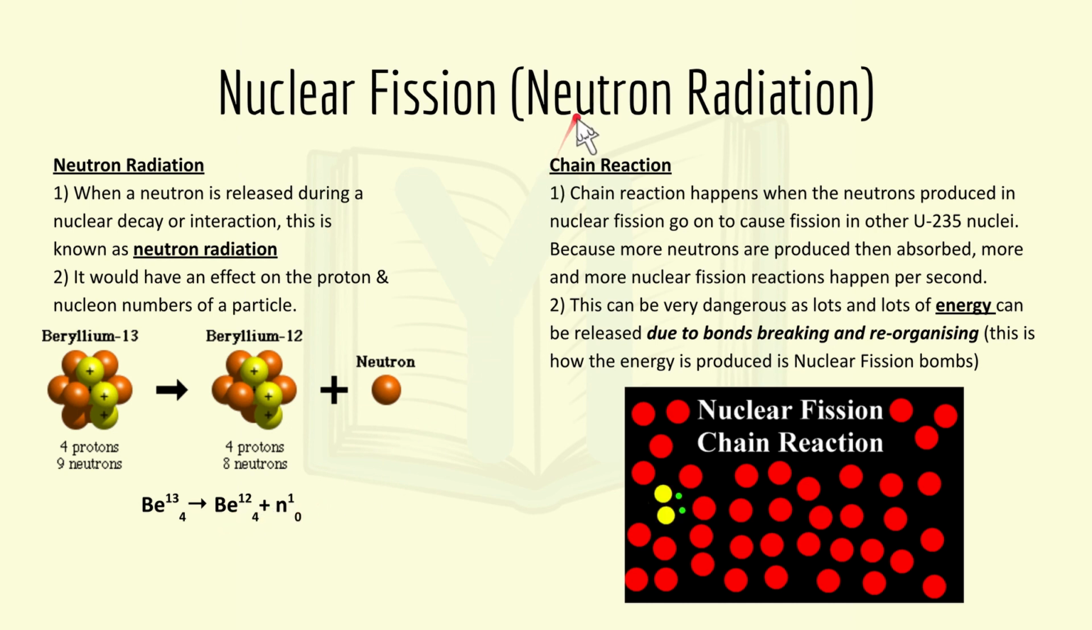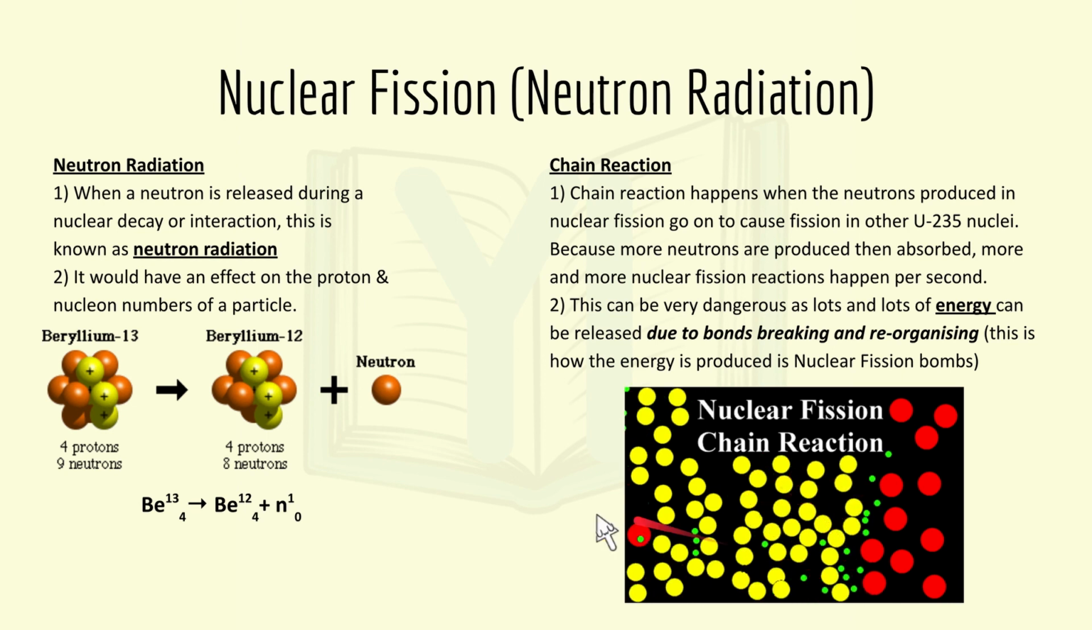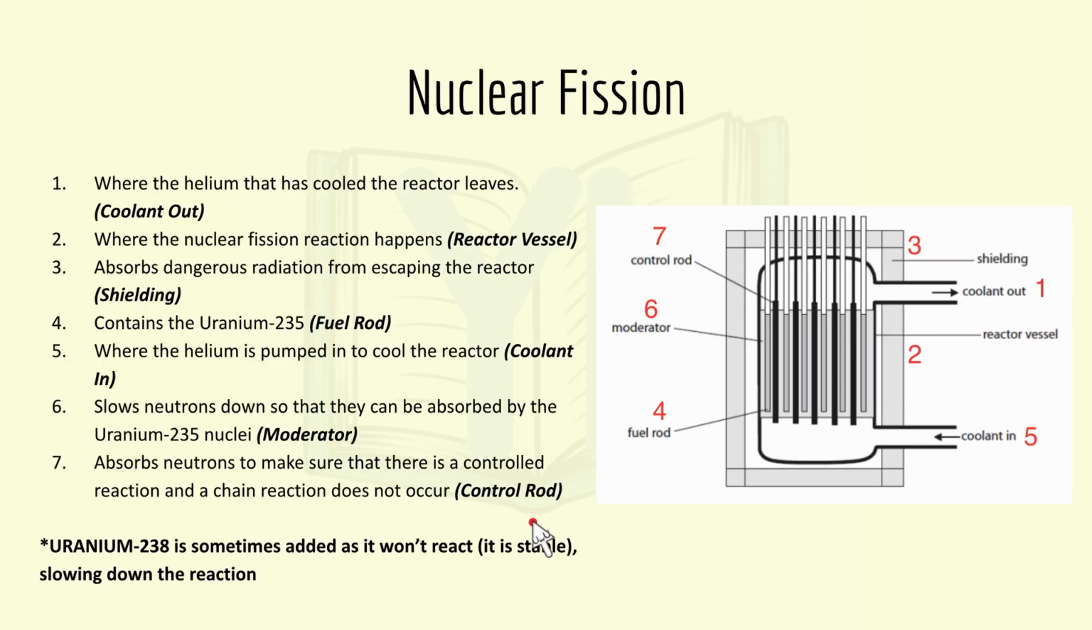And here's more on the chain reaction as I talked about just now. As you can see, the neutrons are the green color. So we'll move on to nuclear fission. So here's the other diagram of how it's conducted.